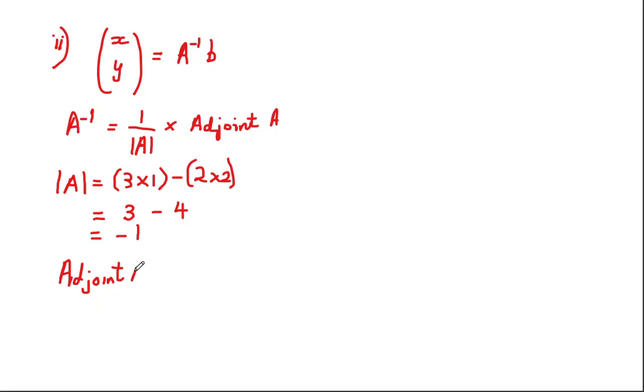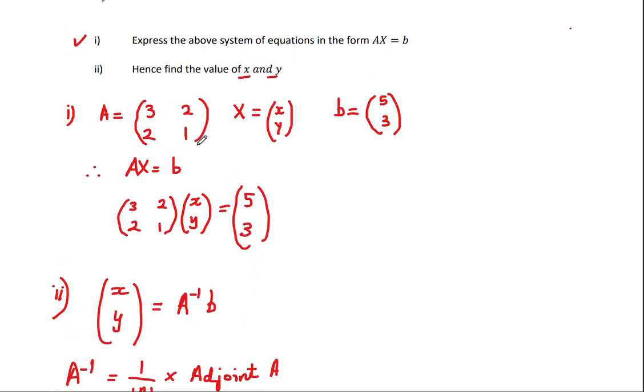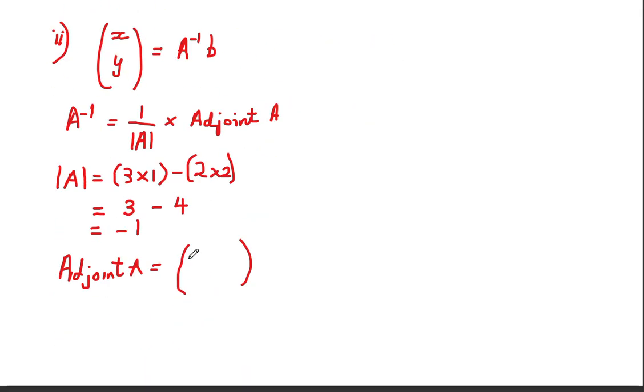We already found the determinant of A, now we're finding the adjoint of A. The adjoint of A is found by swapping the values in the leading diagonal. The leading diagonal here is 3, 1. Remember, a diagonal is a slant line. So we're going to swap those around. So 1 will go here and 3 goes here.